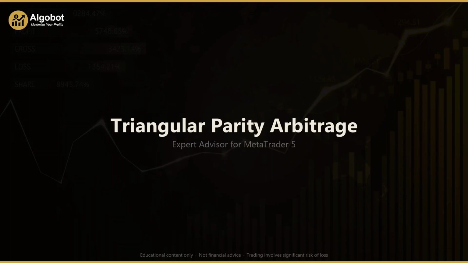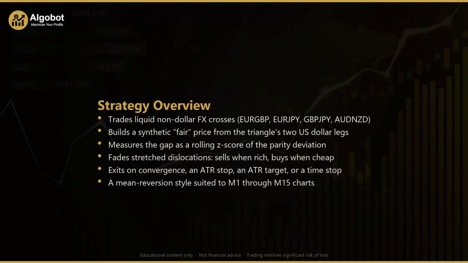Remember, everything here is educational only. Let's dive in. So what exactly does this expert advisor do? At its heart, Triangular Parity Arbitrage is a mean reversion system that trades liquid non-dollar currency crosses. Think of pairs like the euro against the British pound, the euro against the yen, or the pound against the yen. The clever part is where its signal comes from.